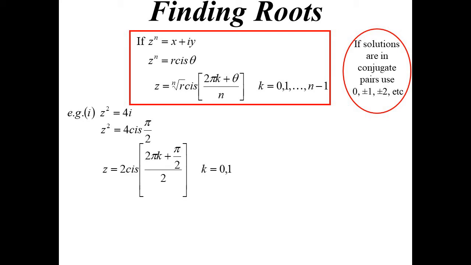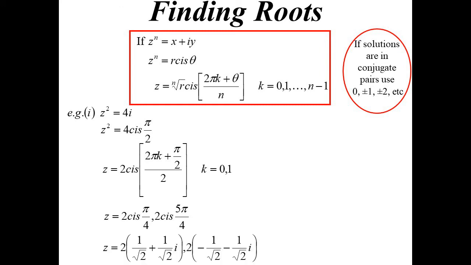So my answer will be 2 cis, (2πk + π)/2, all of that divided by 2. I need 2 solutions, so I'll just go with 0 and 1, two consecutive numbers. And we end up with 2 cis π/4 and 2 cis 5π/4. That one we can then work out if we wanted to, or keep going. There we go: root 2 plus root 2i, and minus root 2 minus root 2i.